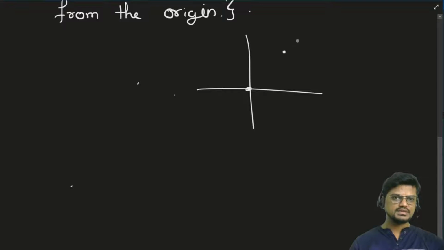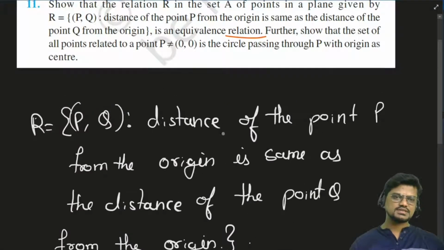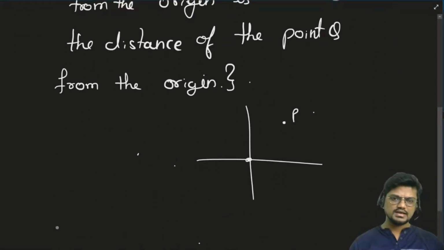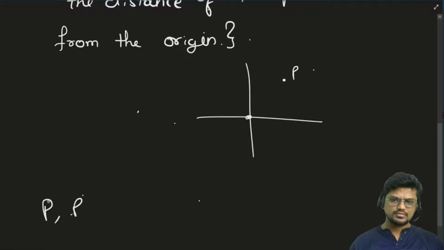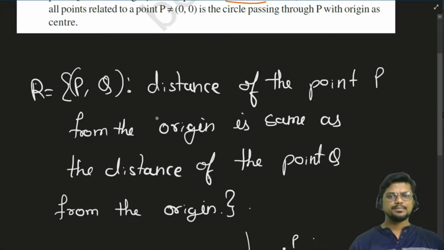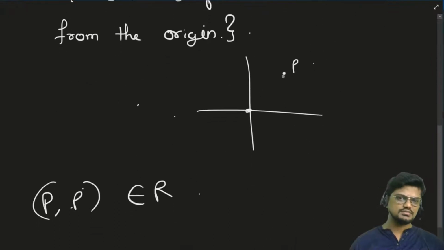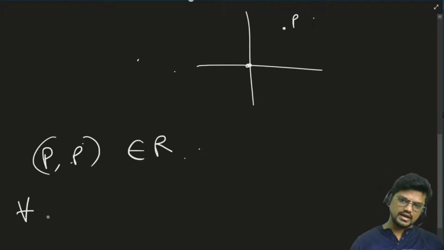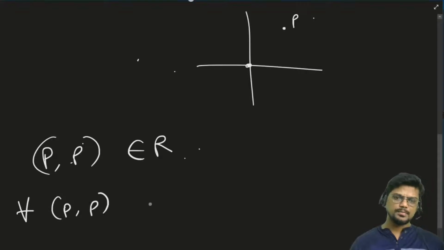The distance of point P from the origin is the same as the distance of point Q from the origin. If P is the point, can I say the distance of point P from the origin is the same as the distance of P from the origin? Can I say P comma P belongs to the relation? Yes, because you just have to relate the same element with itself. If I say P comma P belongs to the relation, it will satisfy, right? Therefore, for all values of P, P comma P belongs to the relation.